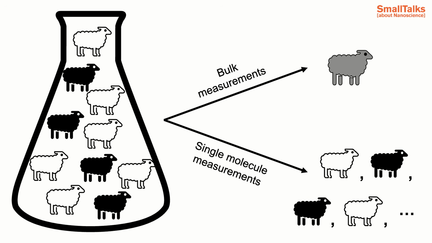This can help us figure out that we have both white and black sheep in the flask. We can also do some statistics to find out how much of each color is there, cross-correlation analysis, and so on. Obviously, this example I'm giving you is very, very simplified, and there are much more complications to the process. And there are pros and cons to both bulk methods and single molecule methods.